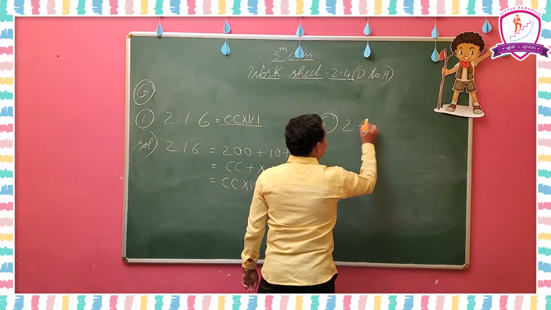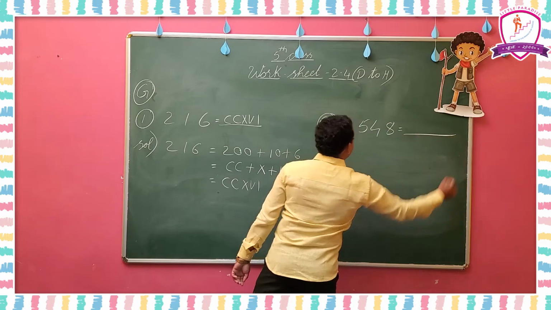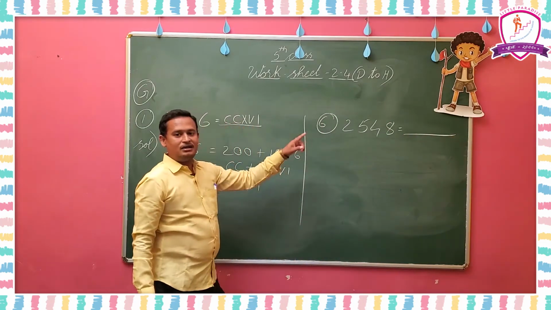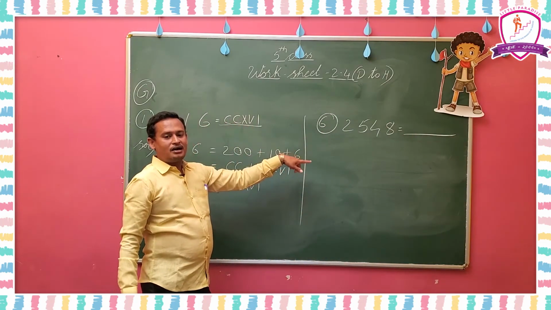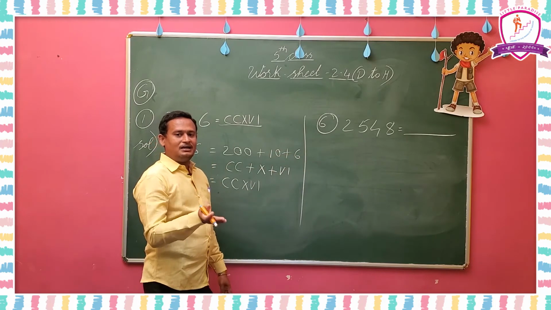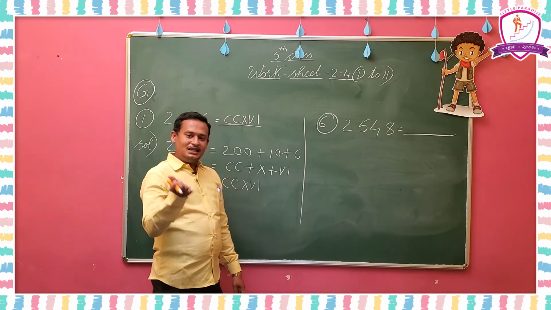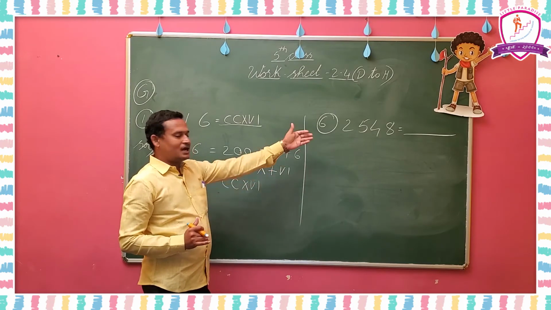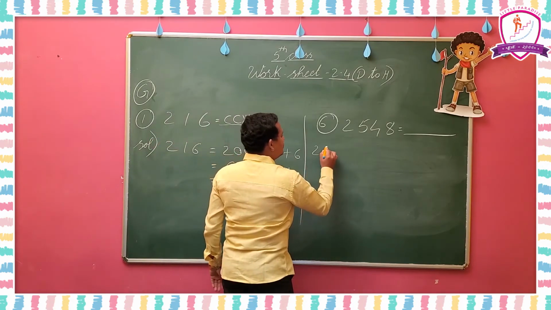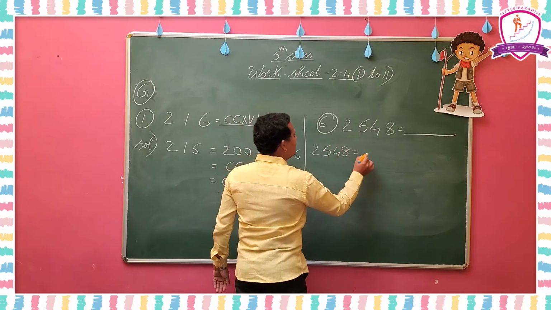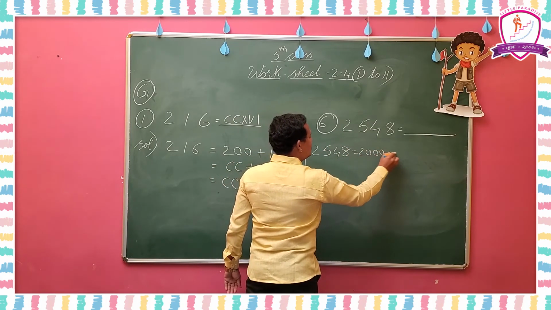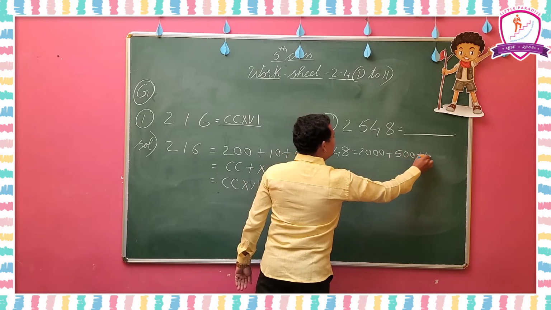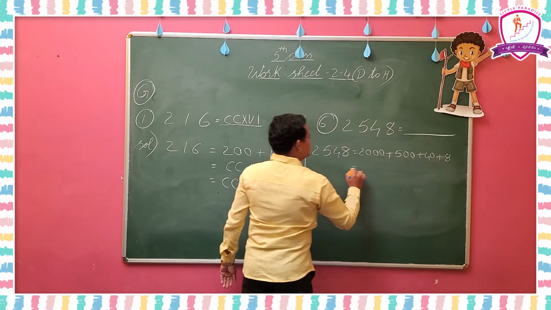The sixth one given is 2548. You have to write the answer here. First you have to complete this sum in the rough part. Otherwise you can complete it there only, if the space is there, you can do the rough work in that application book only and write the answer here. So here 2548 you have to write in expanded form: 2000 plus 500 plus 40 plus 8.